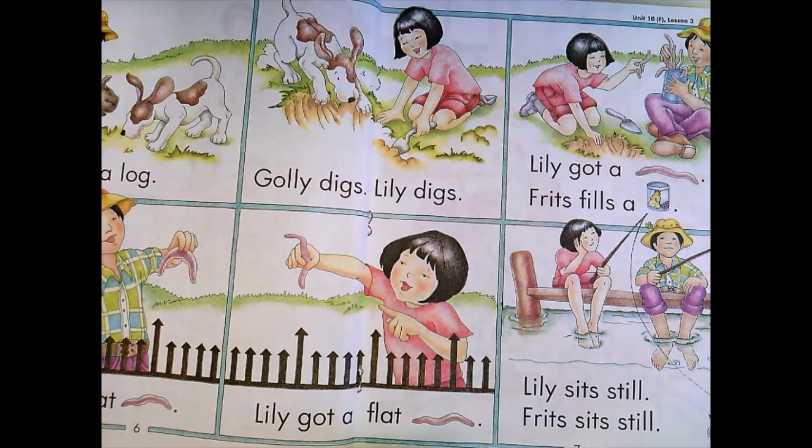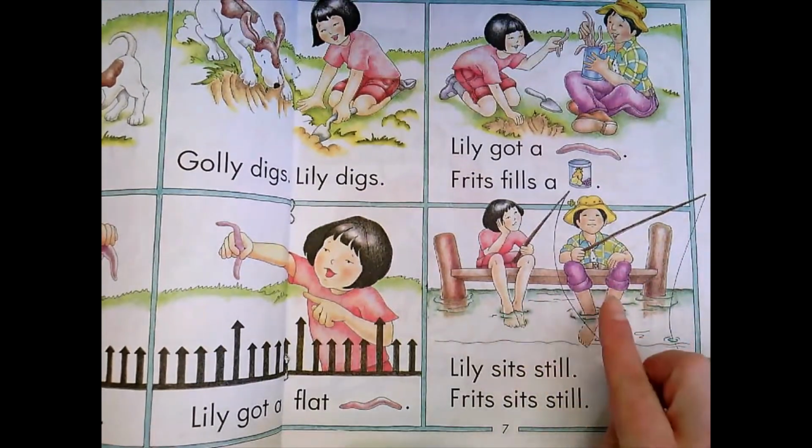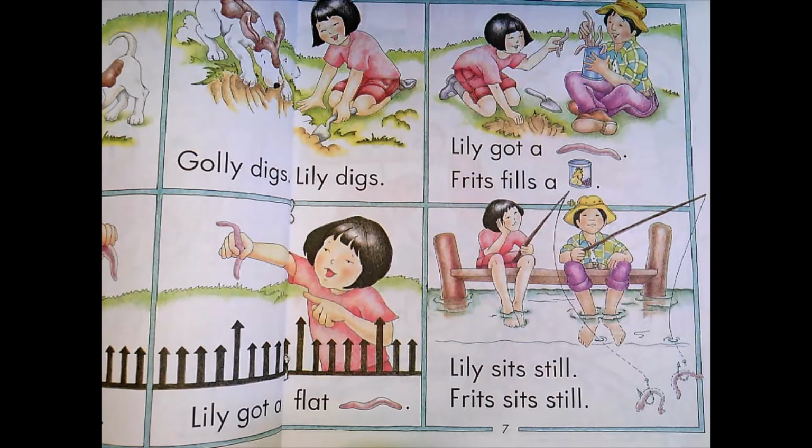How are Fritz and Lily alike at the end of the story? How are they the same? What are they doing that's the same? They're both sitting still and being patient so they don't scare the fish away. Hopefully they'll catch a fish.